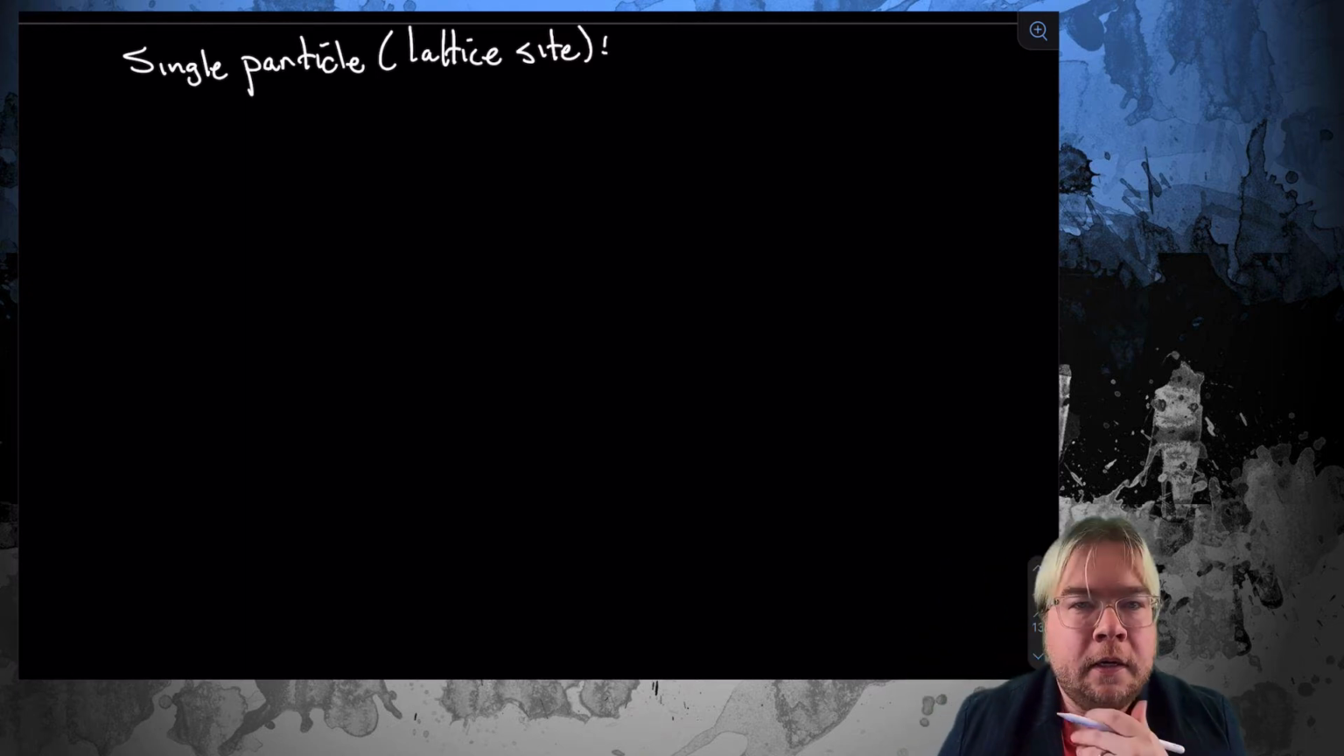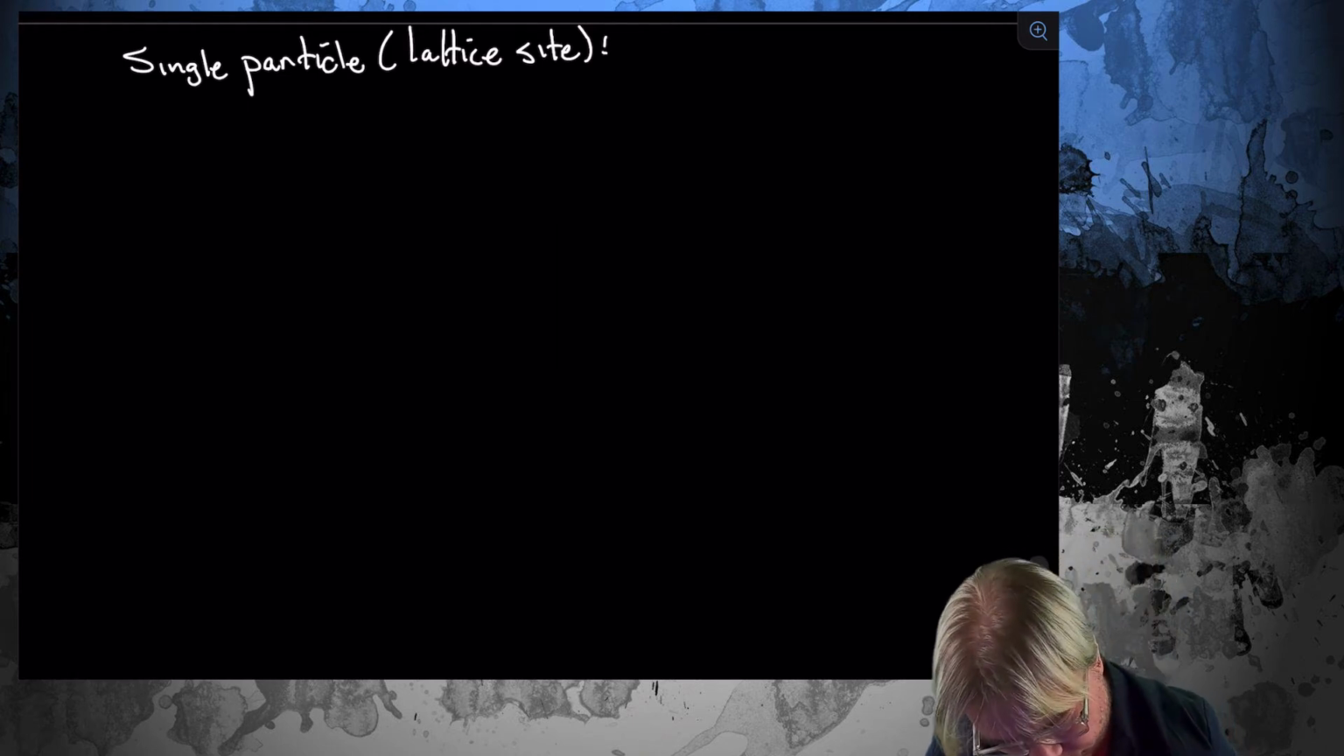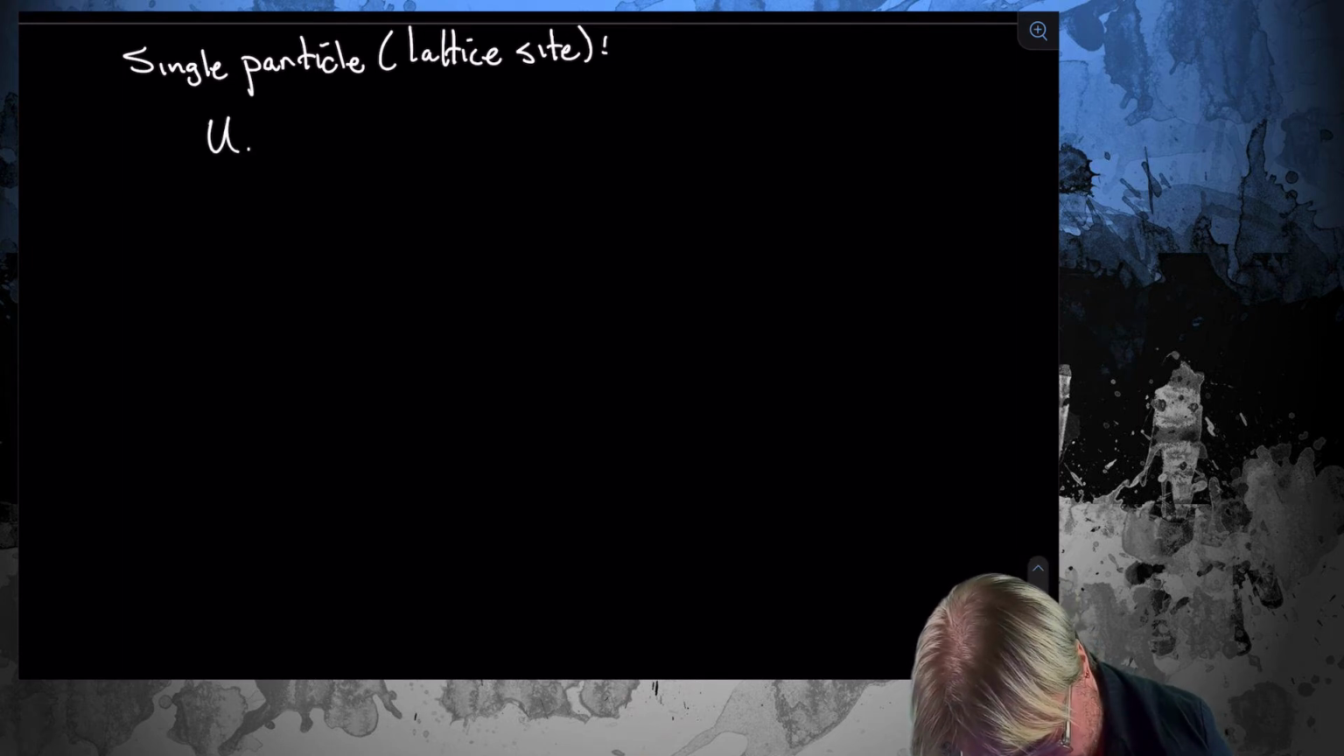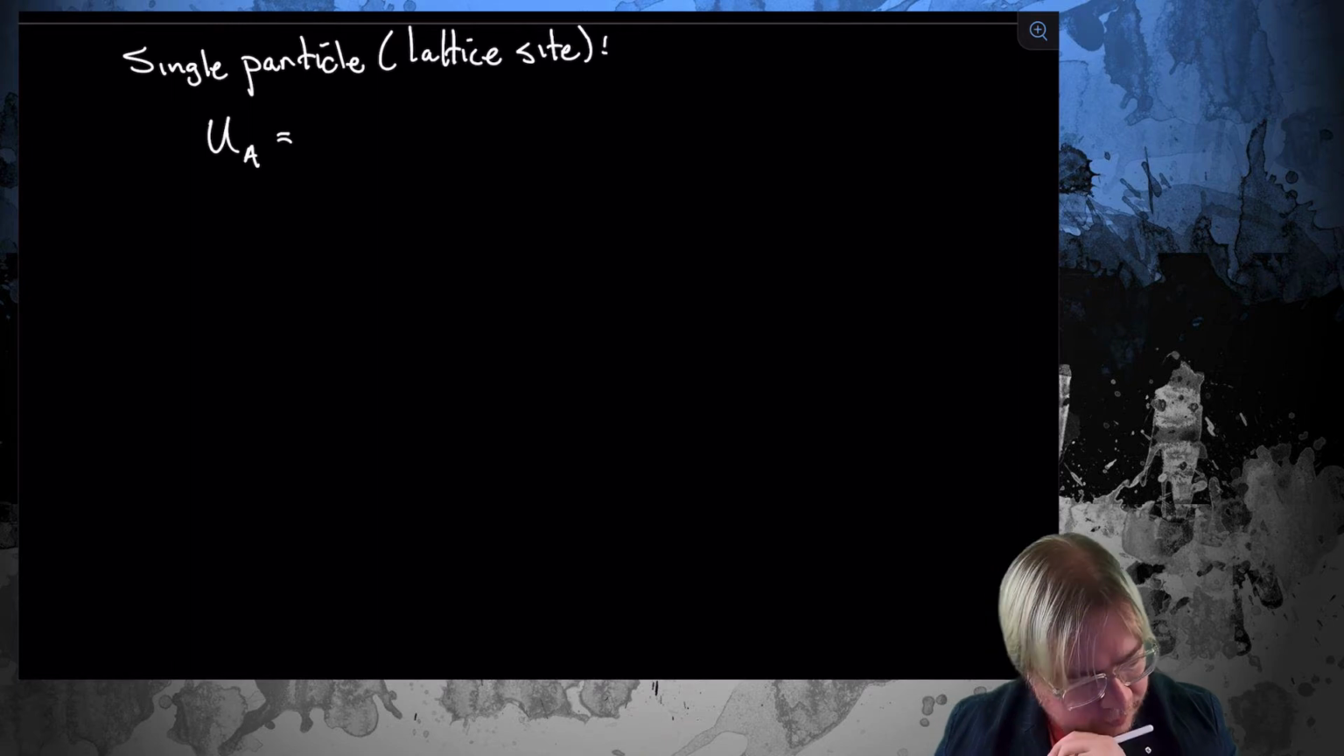Now let's think about what this might look like. Let's look at a single particle first. So we'll look at a single particle, and by that, I mean a single lattice site. Okay, so let's look at what the average interaction energy is going to be for one lattice site. Well, let's just call this UA. And what's that going to be?